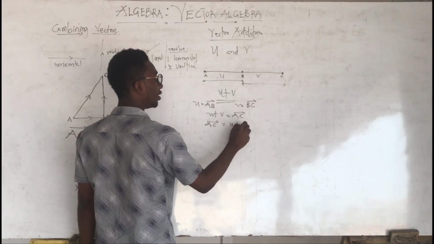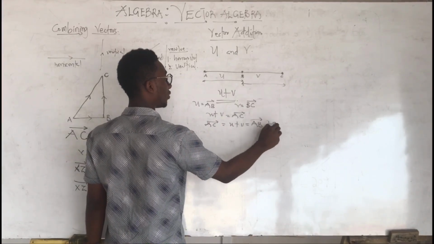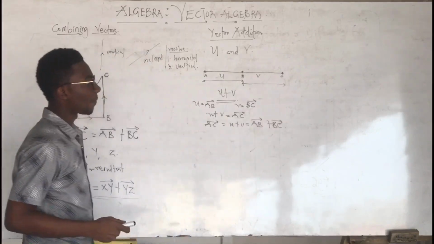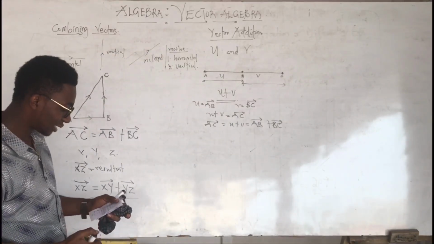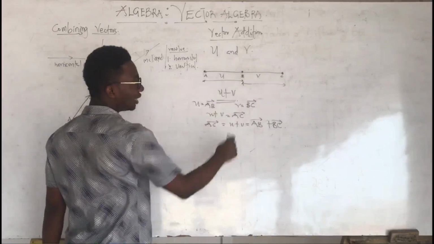Your U plus V, which is also equal to what? Your vector AB and vector BC. Alright, so this is the first instance. Now there's also another instance where the vectors will be inclined, but they will not be positioned this way.